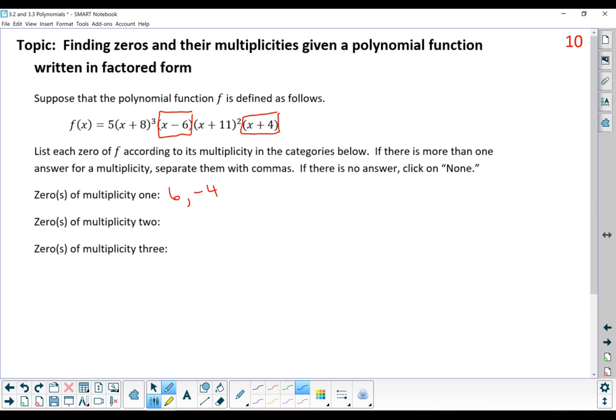For 0 of multiplicity 2, we're looking for the factors that have a power of 2. So we would list the 0, negative 11. And for zeros of multiplicity 3, we would look for factors that have a power of 3. So we would list negative 8. If you have one that doesn't have any, so for example, if this said zeros of multiplicity 4, we would just say that there is none. So you might have none on them.